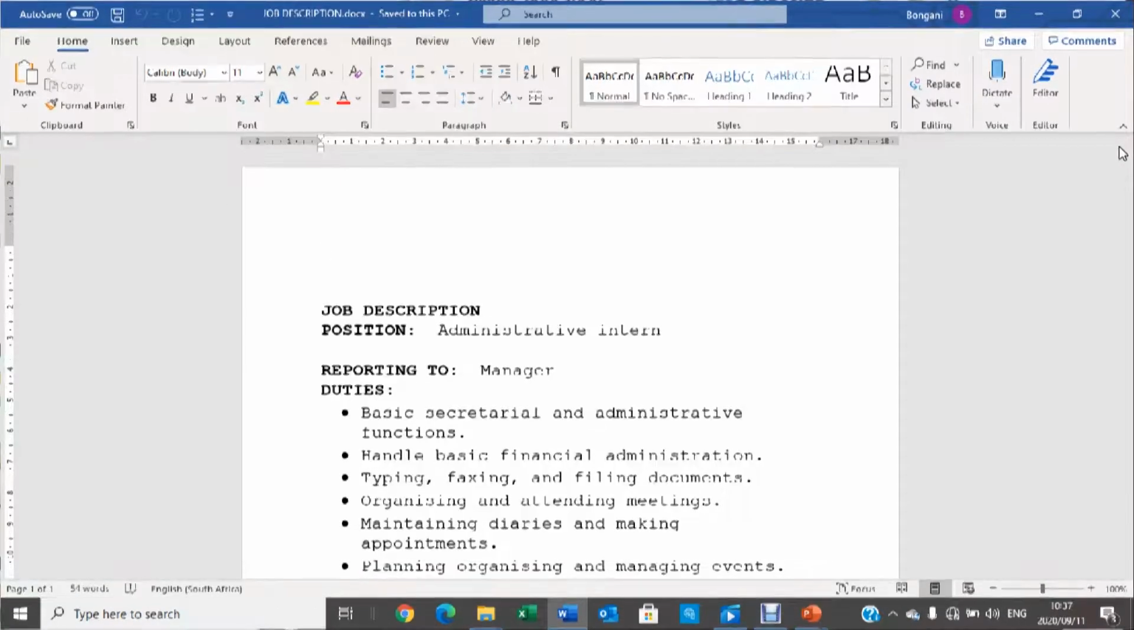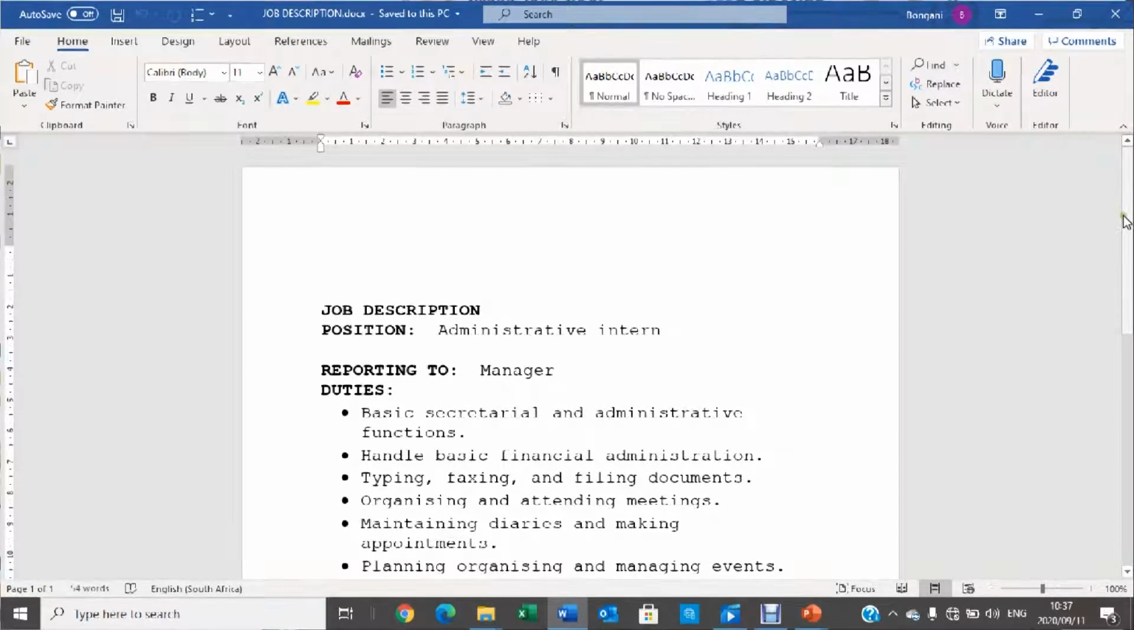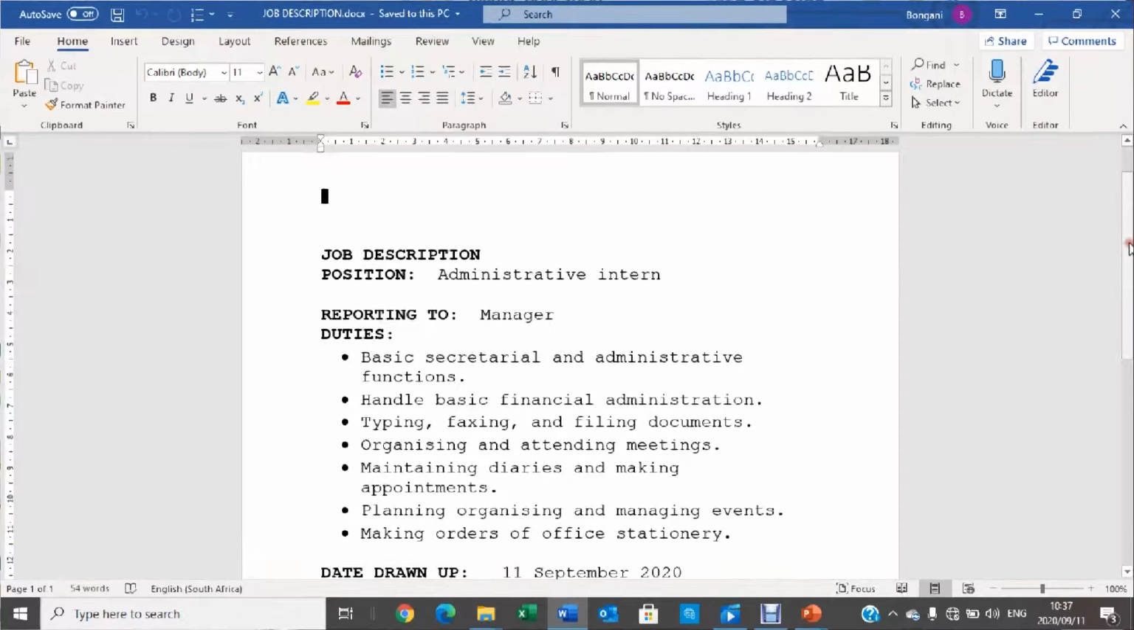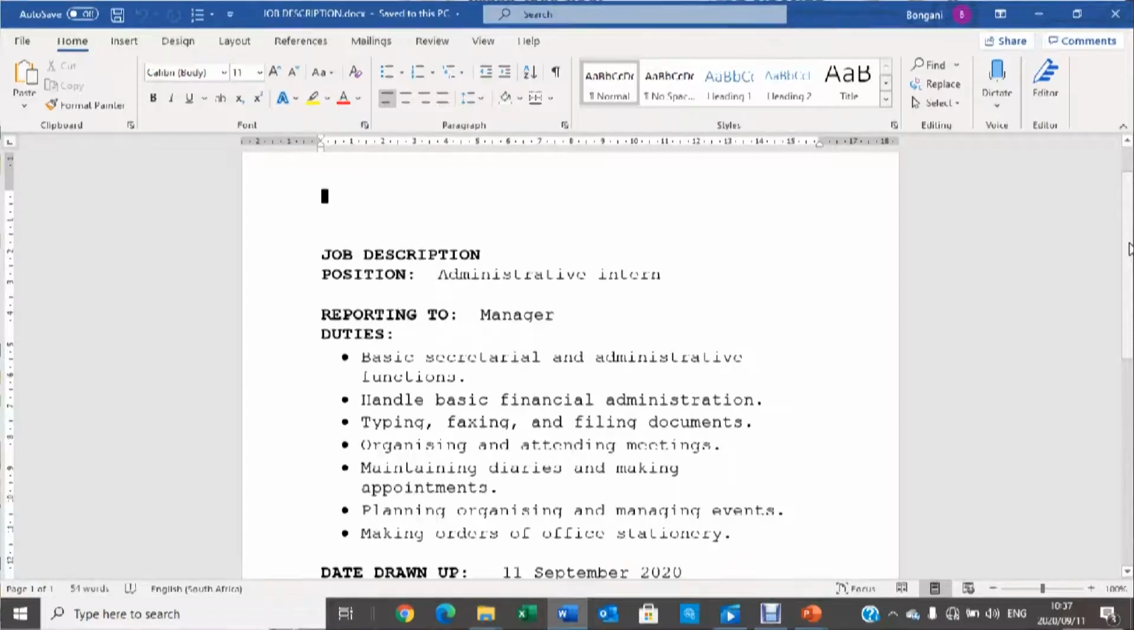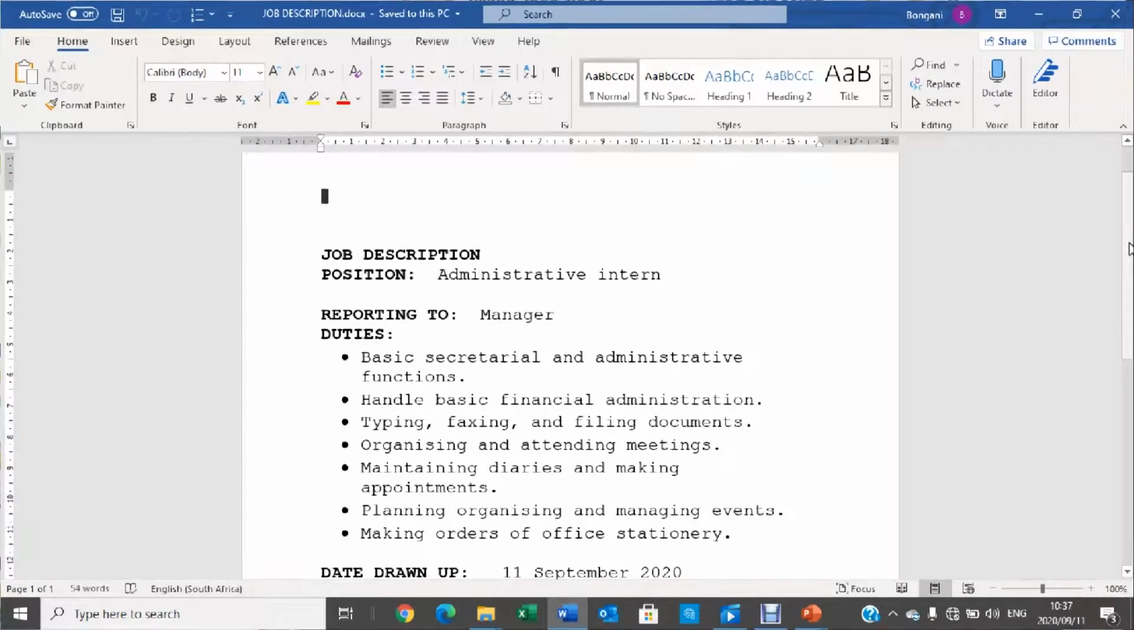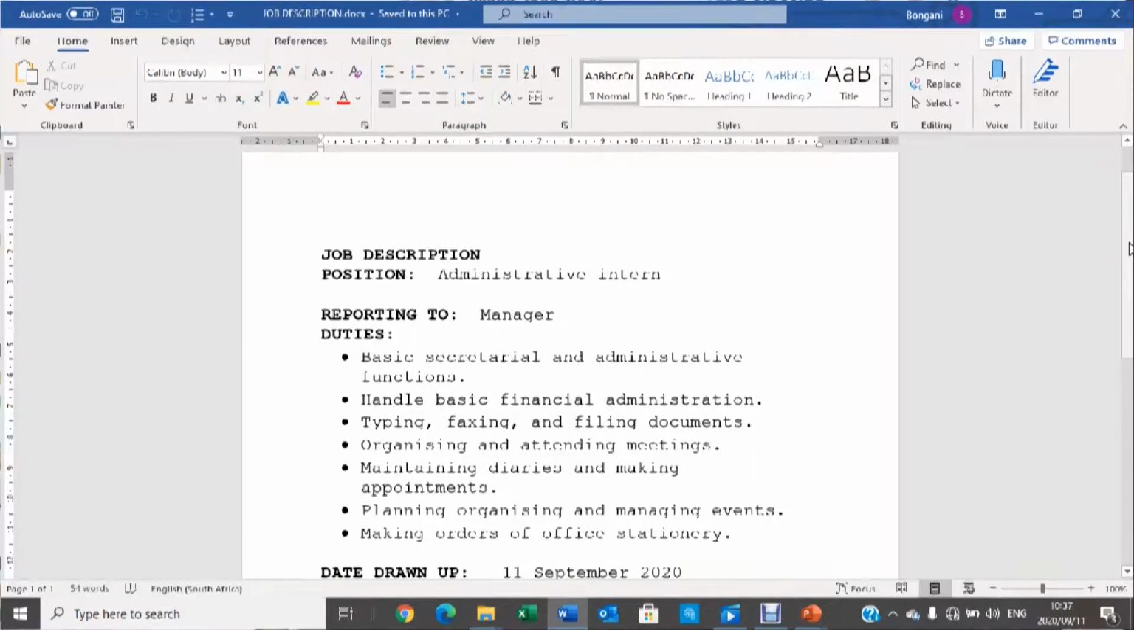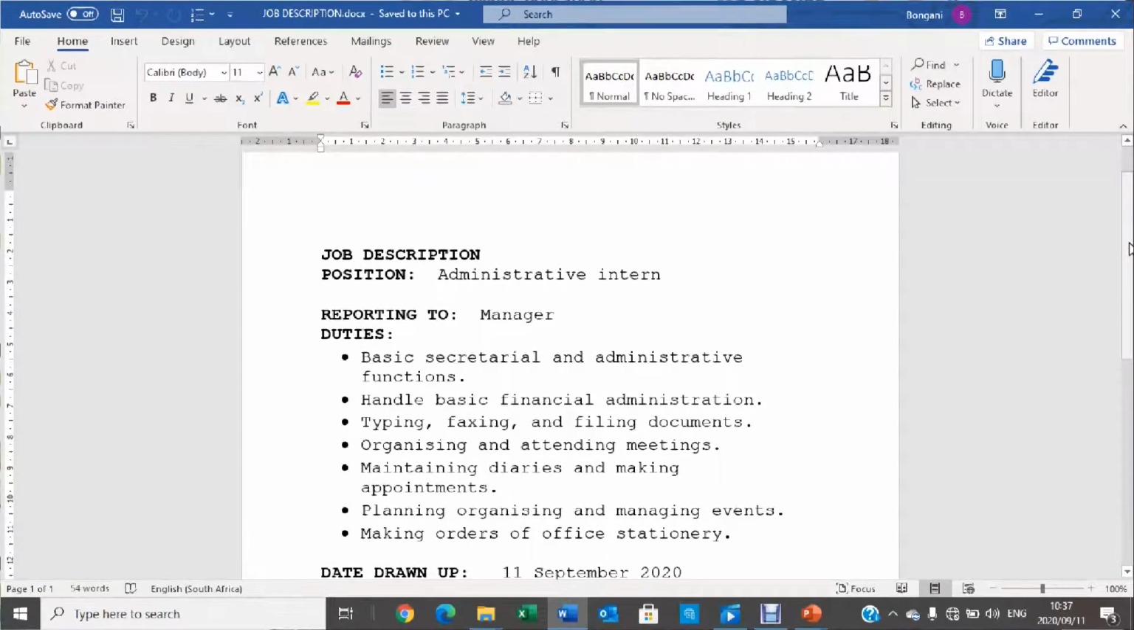It is also indicating the duties. When we check our first duty, it is the basic secretarial and administrative functions. We also have handling basic financial administration. We also have typing, faxing, and filing documents, organizing and attending meetings, maintaining diaries and making appointments, planning, organizing and managing events, and making orders of office stationery.